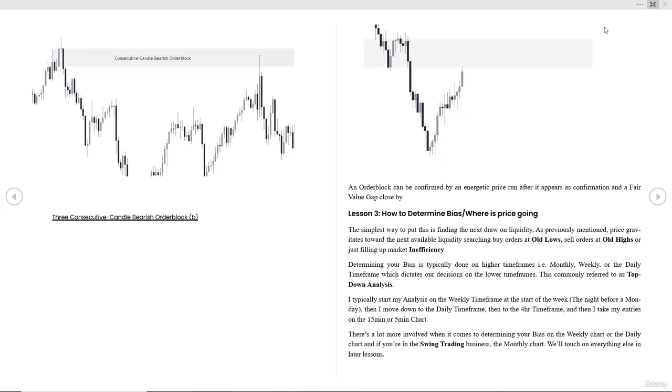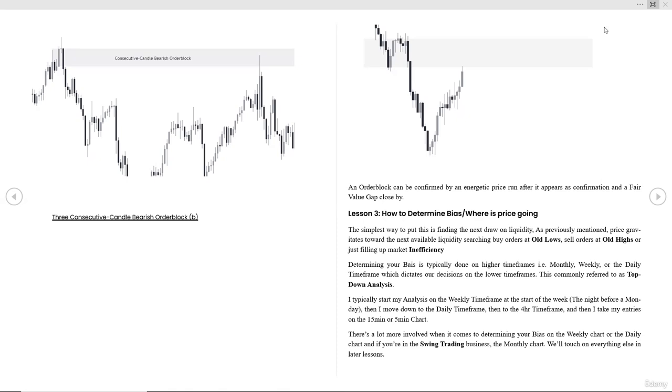Fair value gaps. Determining your bias is typically done on a higher time frame, i.e. the monthly time frame, the weekly time frame, or the daily time frame, which dictates our decisions on lower time frame. This is commonly referred to as top-down analysis. So when you get on your chart for a trading day or for the start of the week, you basically just want to start looking for your bias and start taking cues and using those cues to determine where price is going to move for that week, what price is going to do for that week.